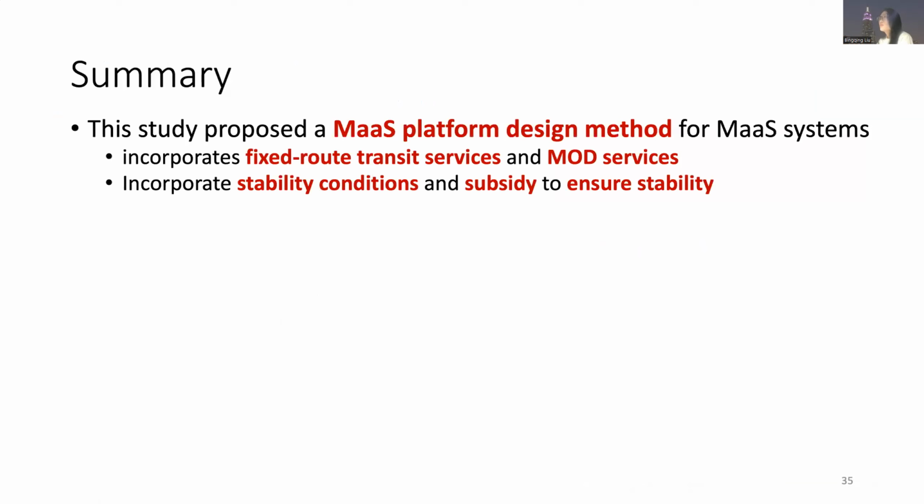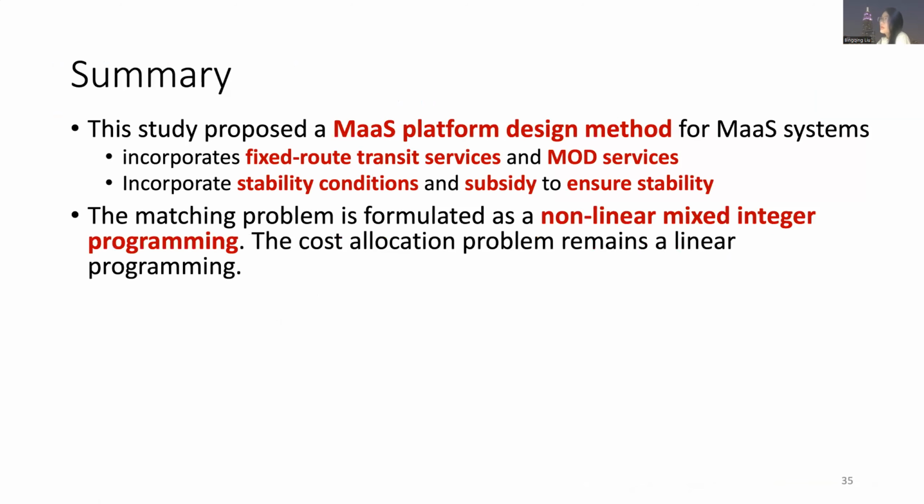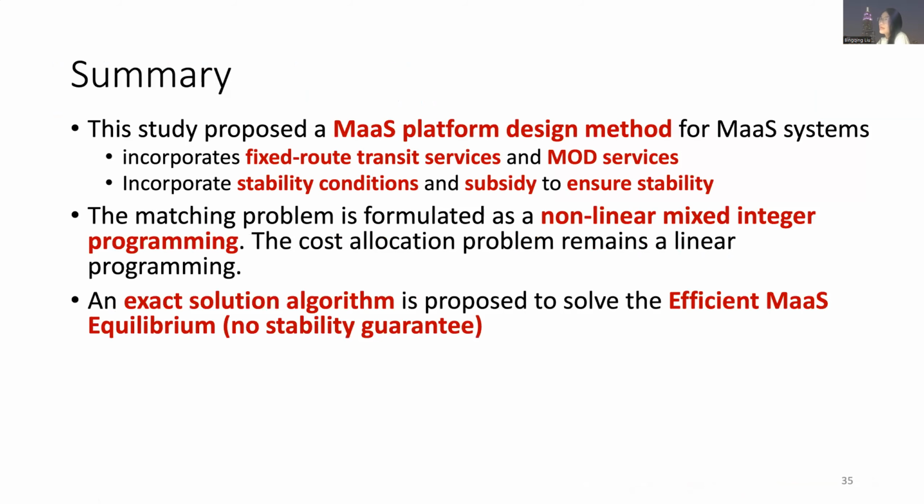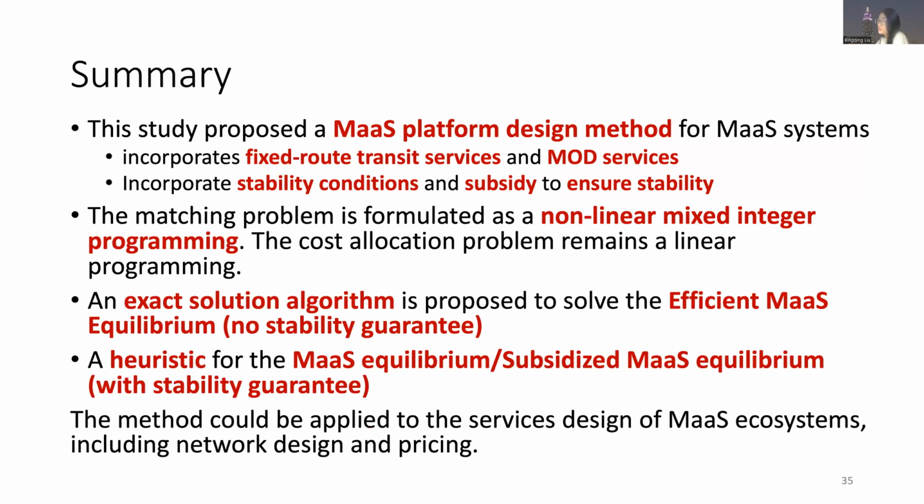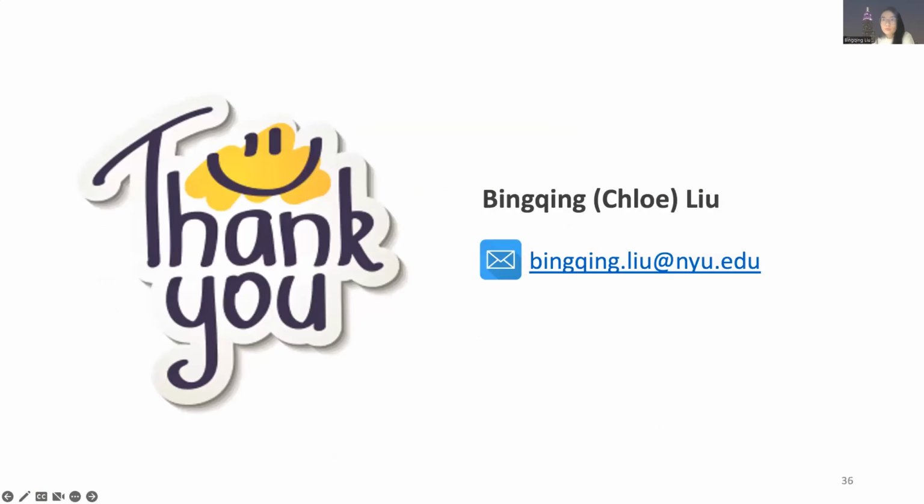So to summarize, we propose a mobility as a service platform design method considering both fixed-route transit and mobility on-demand services. It is formulated as a nonlinear mixed integer program. We propose an exact solution algorithm for it, and that method can be applied to the design of a mobility as a service ecosystem, or even to a general multimodal transportation service environment. Okay, that's my presentation. Thank you. Ready to take any questions.